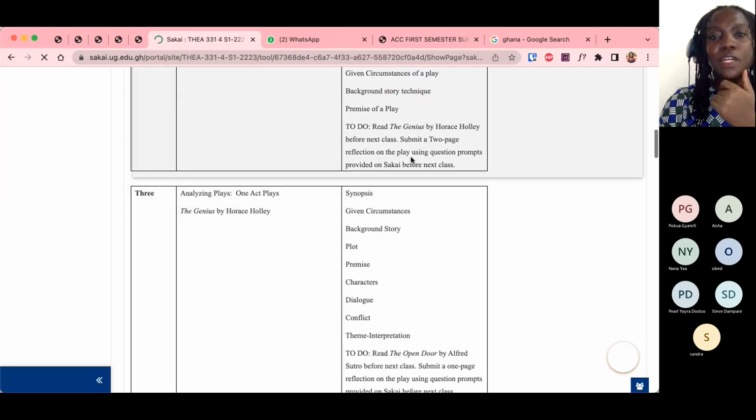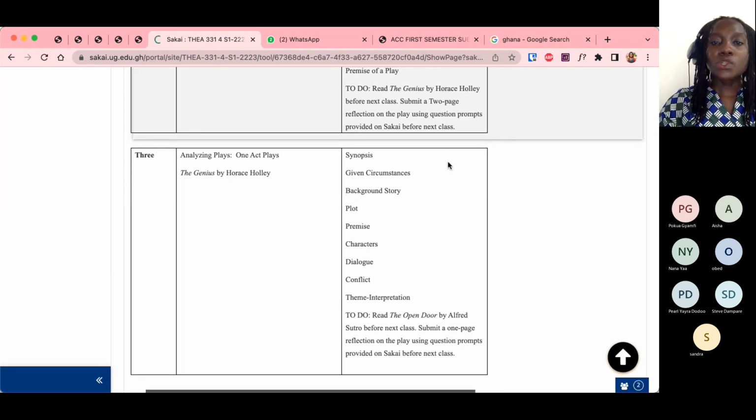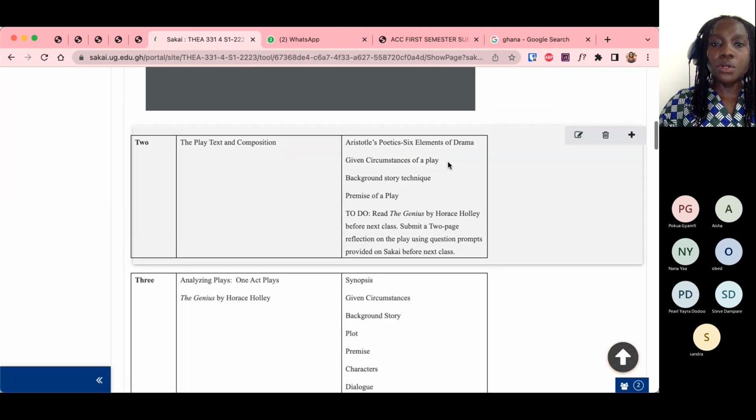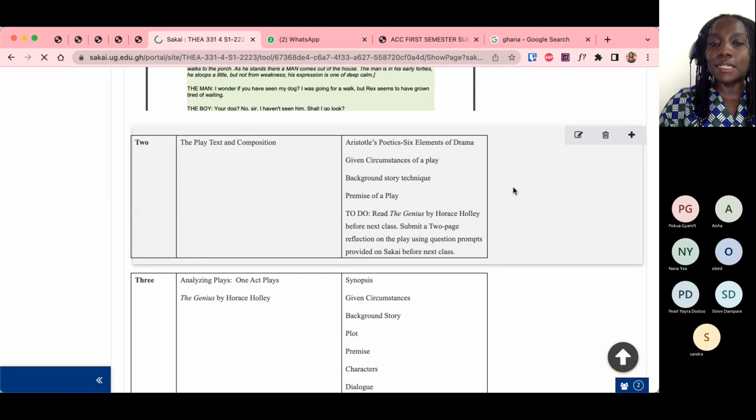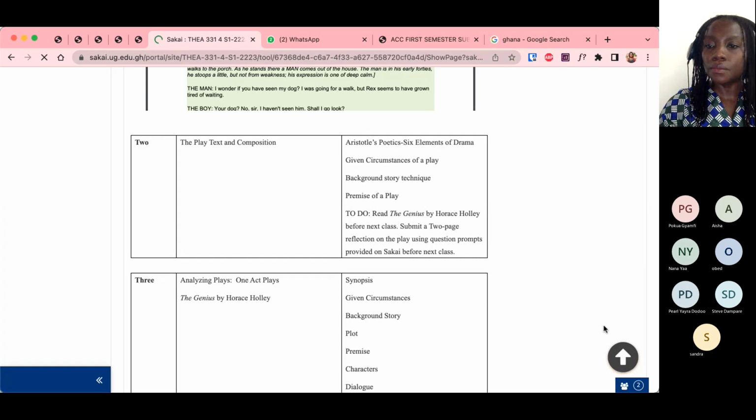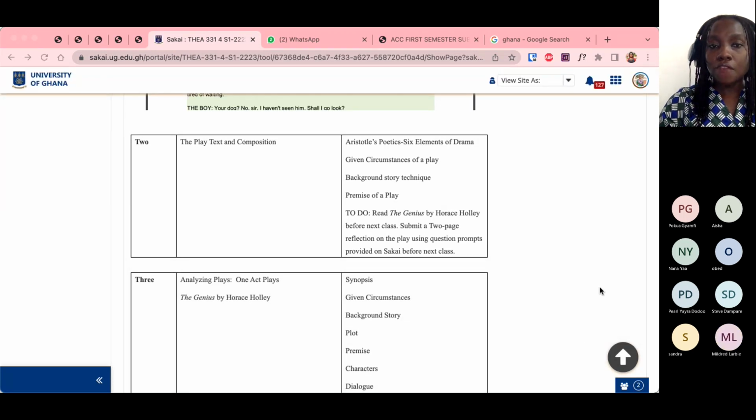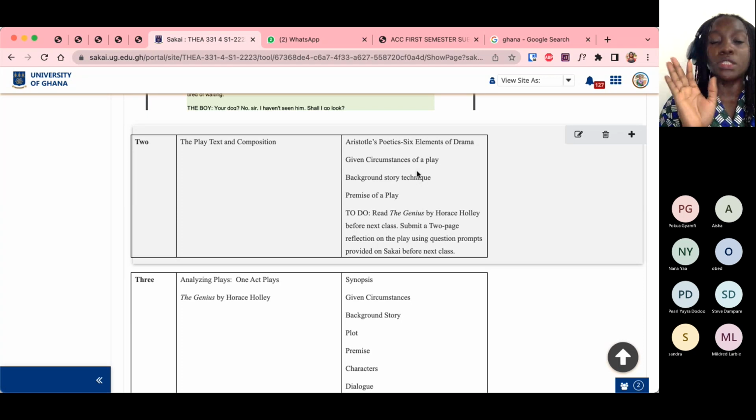Okay, so a 2-page reflection on the play using question prompts provided on Sakai before next class. And so I will create the assignments and their respective deadlines in the assignment section of Sakai. And then you can see everything because I'll add the description and all the questions you are supposed to answer. So each assignment will contain all the details you need to know about what to do. And then when you are done, you'll be able to submit it by uploading it right there.